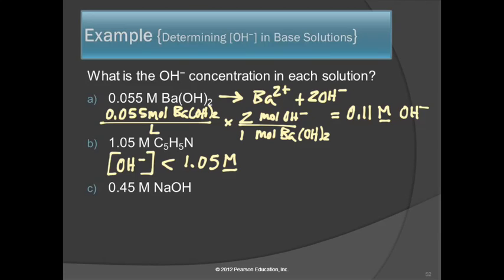Is sodium hydroxide a strong base or a weak base? That's a strong base. And how many hydroxide ions for each unit of sodium hydroxide? 1. When this dissociates completely, we get 1 sodium ion and 1 hydroxide ion from each formula unit. And so the hydroxide ion concentration will be equal to 0.45.